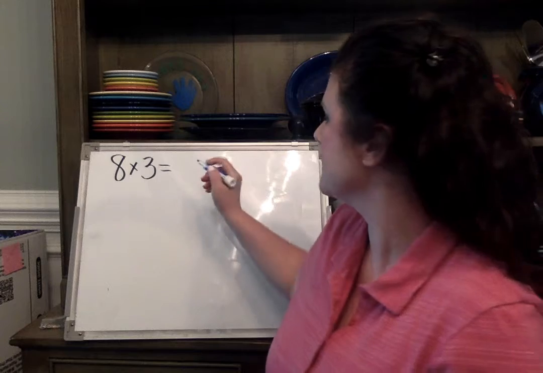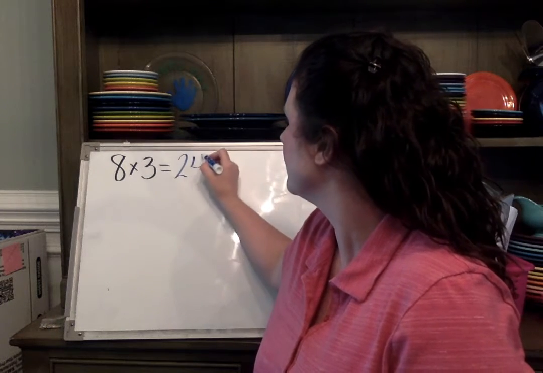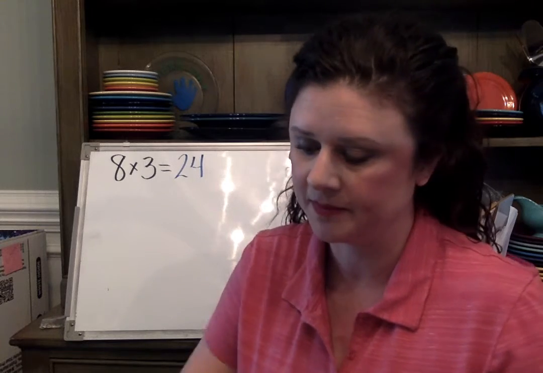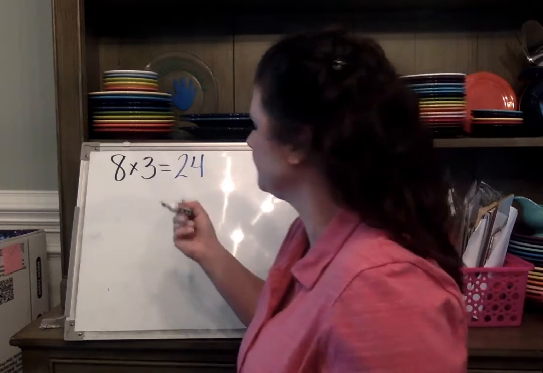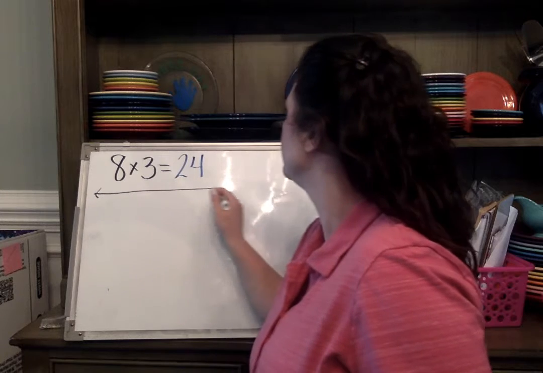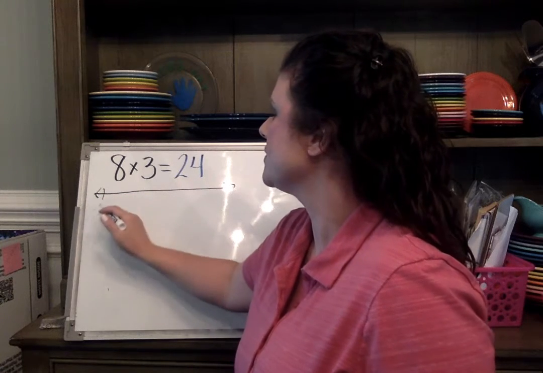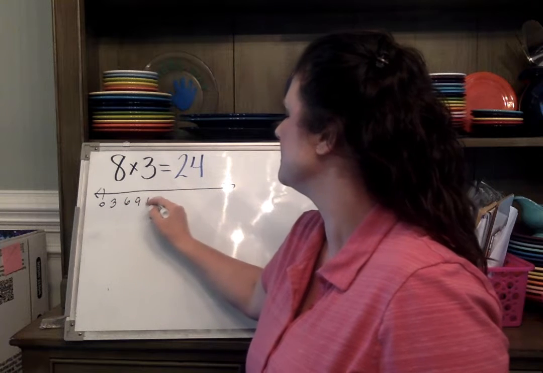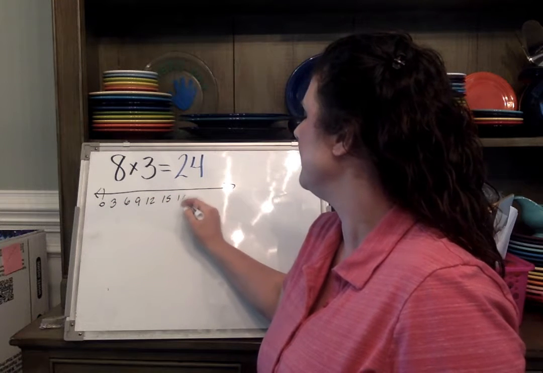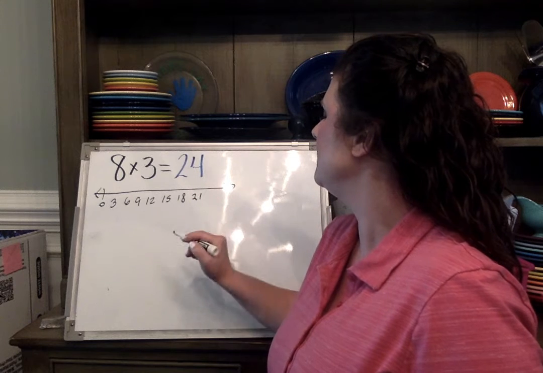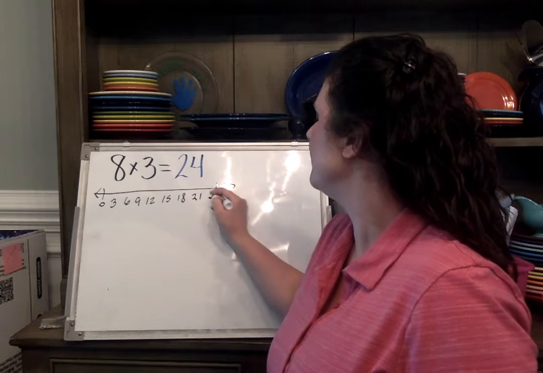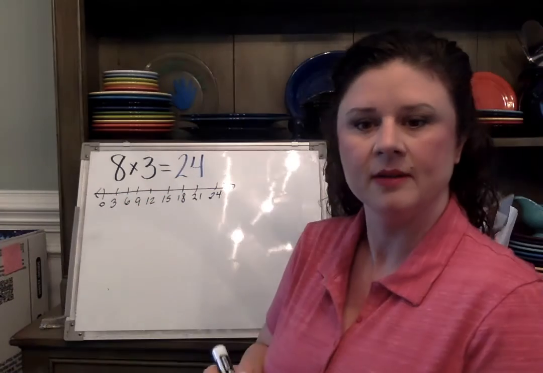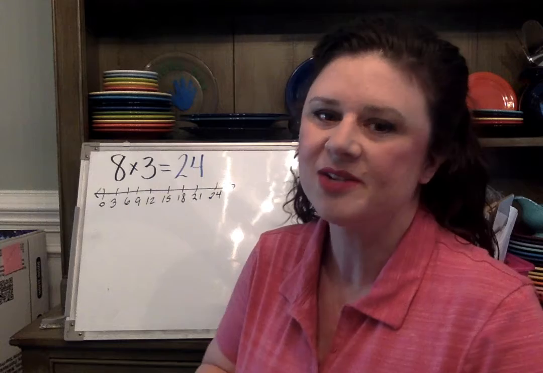Okay, most of you got the answer of 24. Think to yourself, how did you get that answer? What did you do? If you used that strategy of skip counting, 3, 6, 9, 12, 15, 18, 21, 24. Now that is a strategy we started out with, but that strategy is not so efficient now.